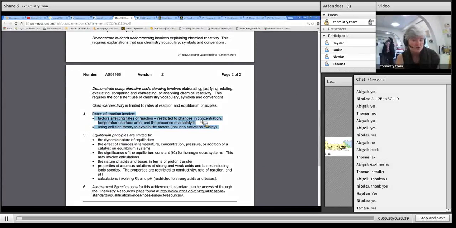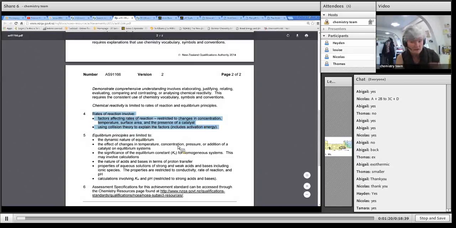So what happens when I change my concentration? What happens when I change my temperature, my surface area, and add a catalyst? So you need to be able to explain all of those specific to any given reaction. So in other words, don't talk about surface area when you get given a gas, or don't talk about concentration when the reactant is a solid. Don't just parrot learn it. Look at what you've got and the states they're in, and then build up your argument.